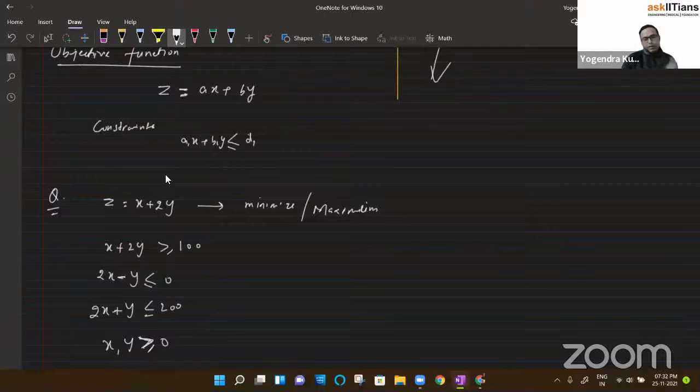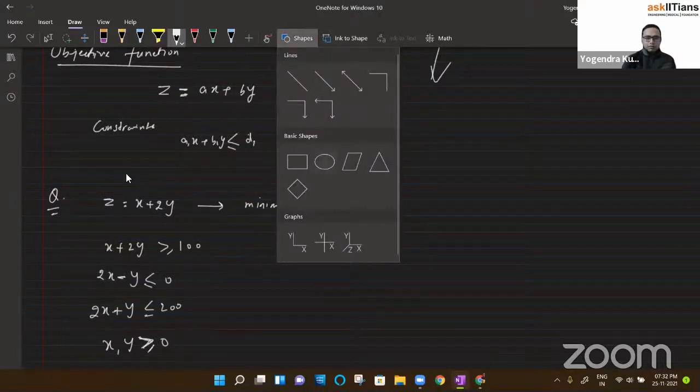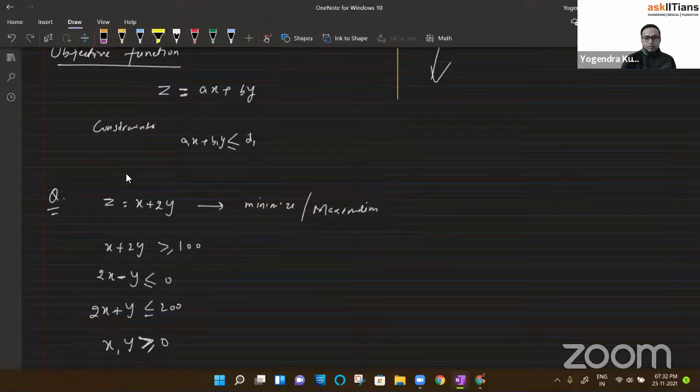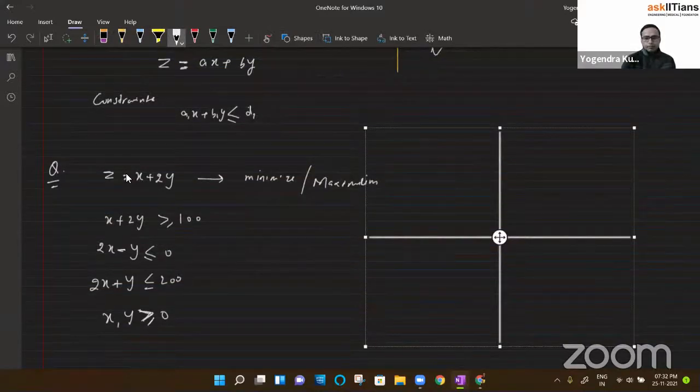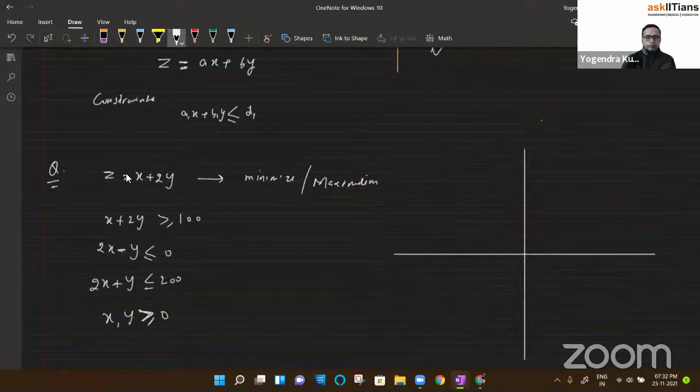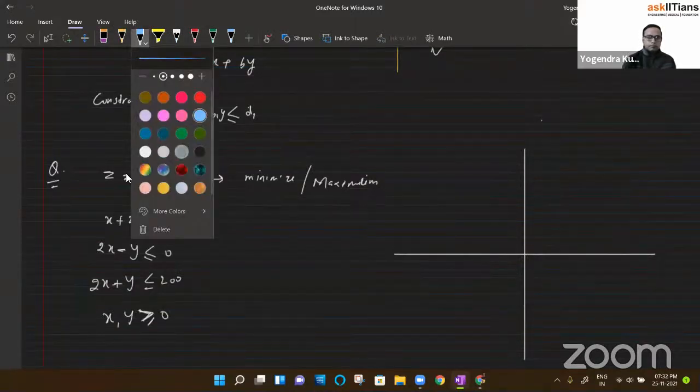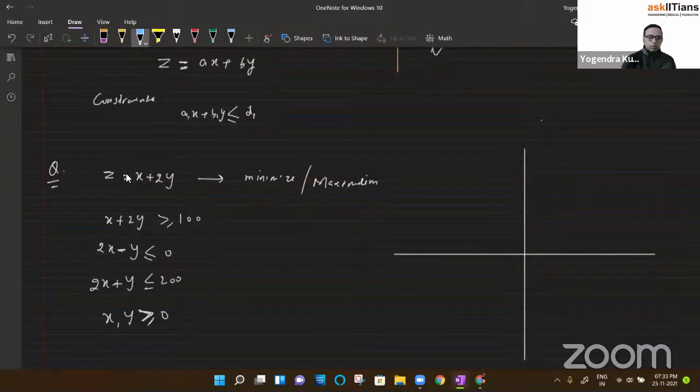For what values of x and y is it maximum? For what values of x and y is it minimum? I'm also doing it parallelly, but you do it yourself. Okay, Jyoti, one second, we'll check that. So we will plot this first. Okay, I'm going to do this.